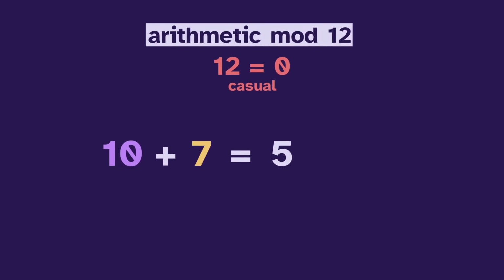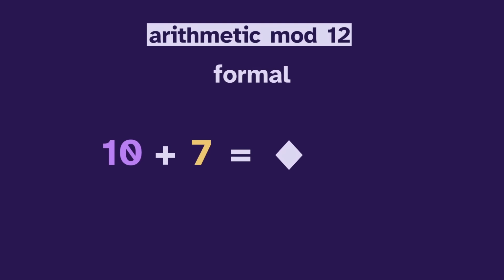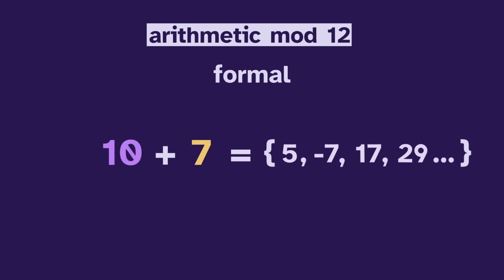But it's weird that this addition problem has the answer 5, and also 17, and also 29, and also -7. If we want to be formal, there should only be one answer, so that addition functions properly. And that one answer is all the answers! Just squish them together between some squiggles. It's the set of all 5 plus a dozen k.